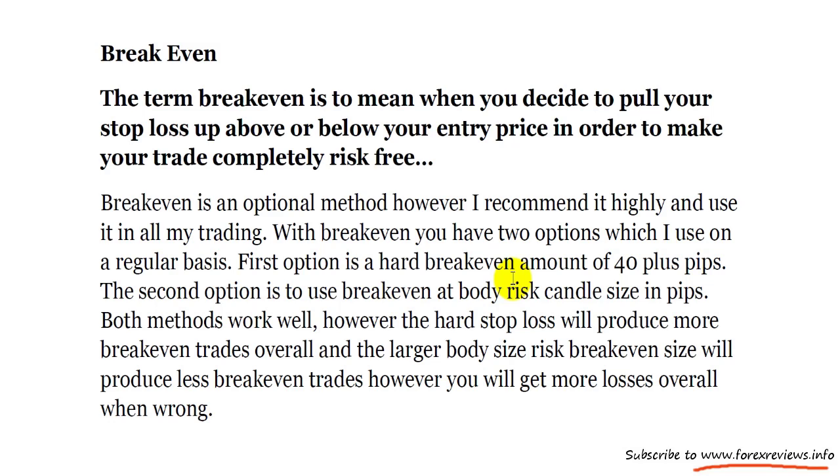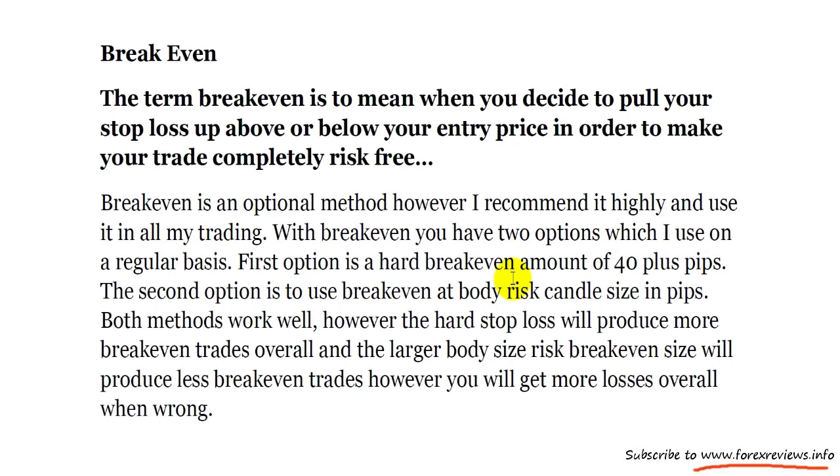First option is a hard break even amount of 40 plus pips. This applies for the daily once again. The second option is to use a break even at body risk candle size in pips. And that's for all the other time frames. Right? And you can use a break even at body risk candle size on the daily as well. And I recommend that. But you can use either option.